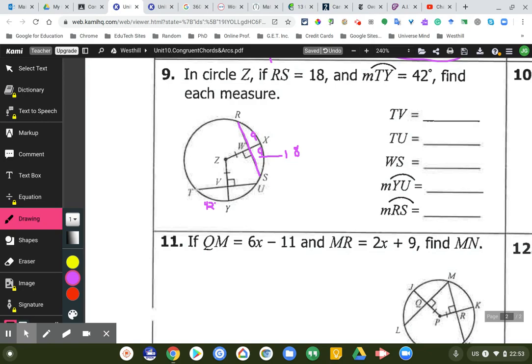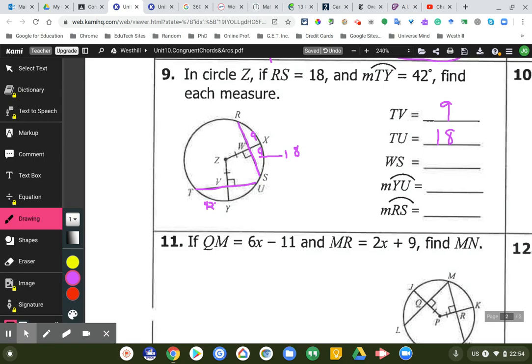Because TU is the same as this 18 here. And if half of RS is 9, then half of TU is 9, which means TV is 9, okay? TV is 9. TU, obviously, if it's the whole thing, then it's 9 times 2, which is 18, same as RS, which is 18.